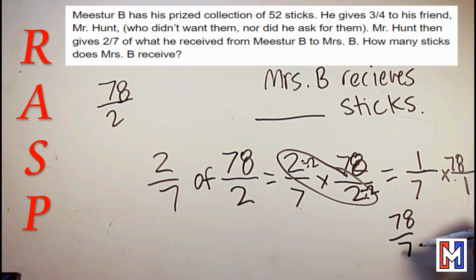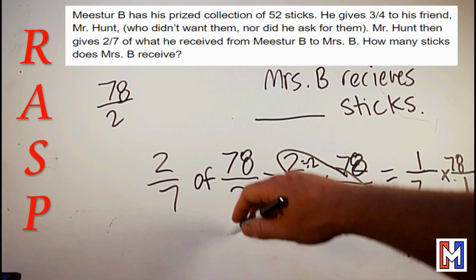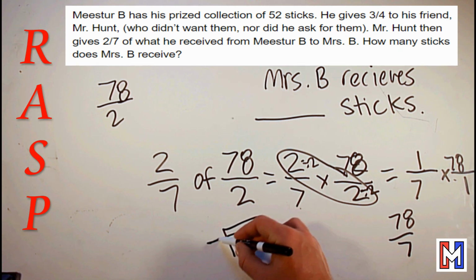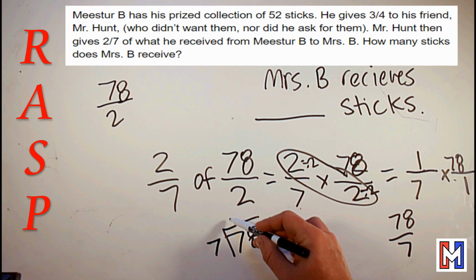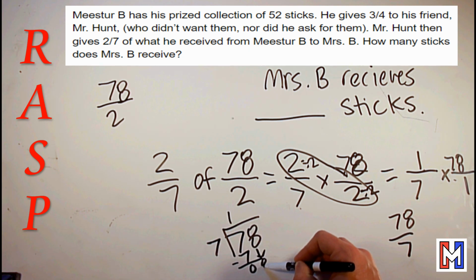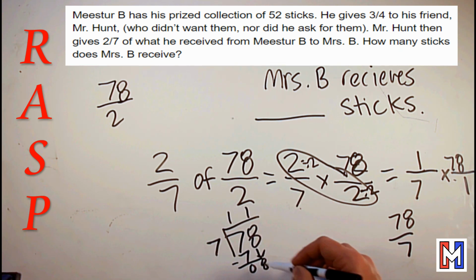Anytime you have an improper fraction, to change it to a mixed number, all we have to do is divide 78 by 7. So long division style, let's do 78 divided by 7. 7 goes into 7 once. That's 7. Subtract it out, we get 0, and bring down the 8. 7 goes in 8 once. 7 times 1 is 7. Subtract out, we get 1.